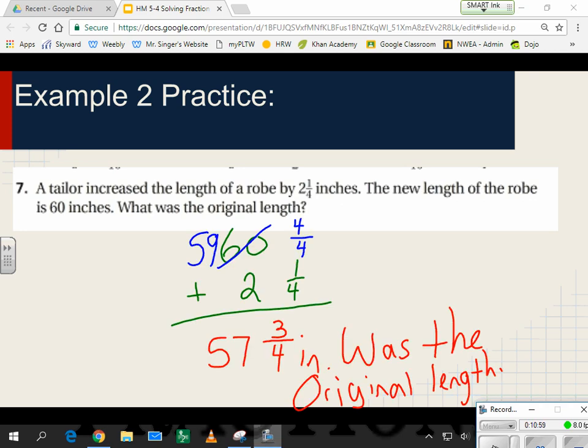All right, so I found 57 3/4 inches the original length. Since we were adding on to it, I just added the two together, and I noticed I can't do 60 plus something, so I had to change and borrow one of those 60s and make it a fraction of 4/4. So that's why I had 59 and 4/4. Hopefully you got the same answer.